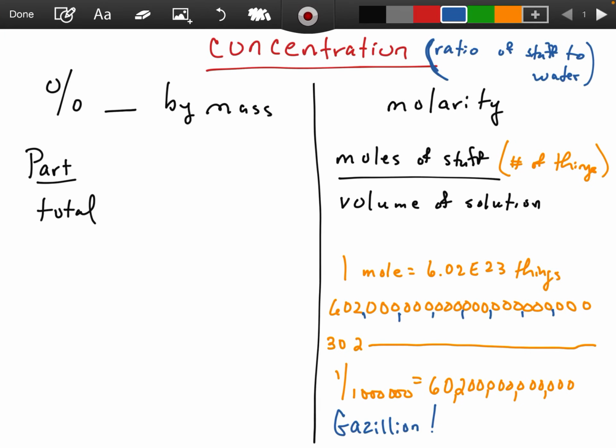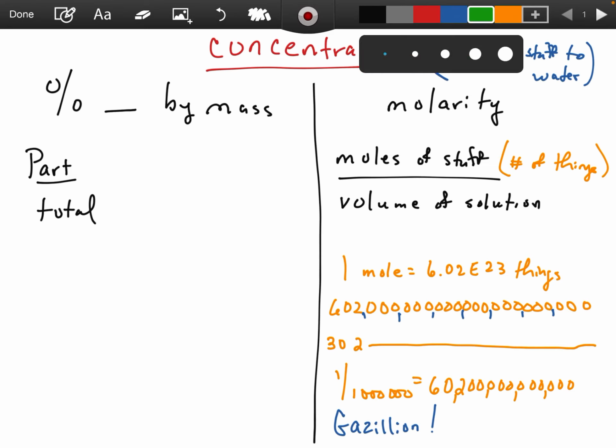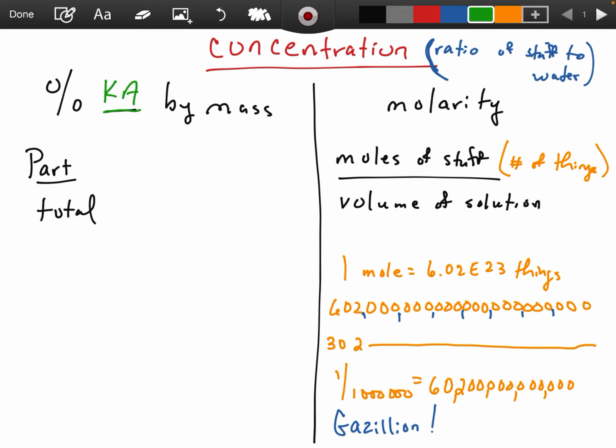So the concentration of a solution is really just some kind of a ratio of stuff to water. How much stuff do you have and how much water do you have? Doesn't have to be water, usually it is. So one simple way of expressing concentration is percent whatever by mass. In our case, it will be Kool-Aid.